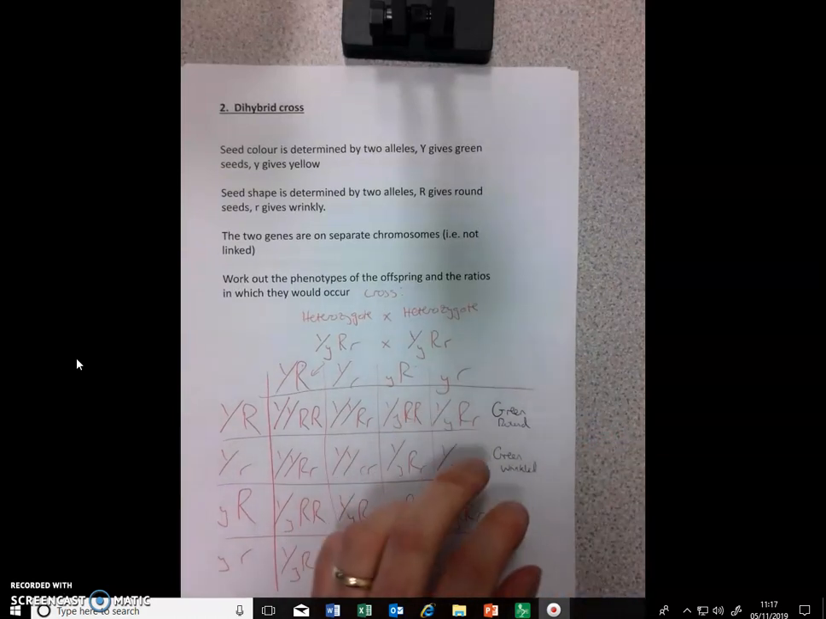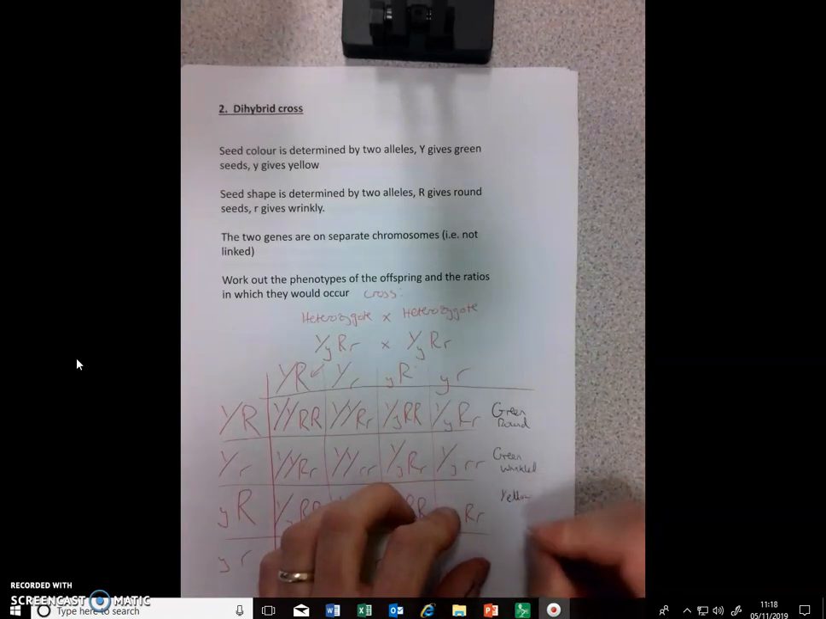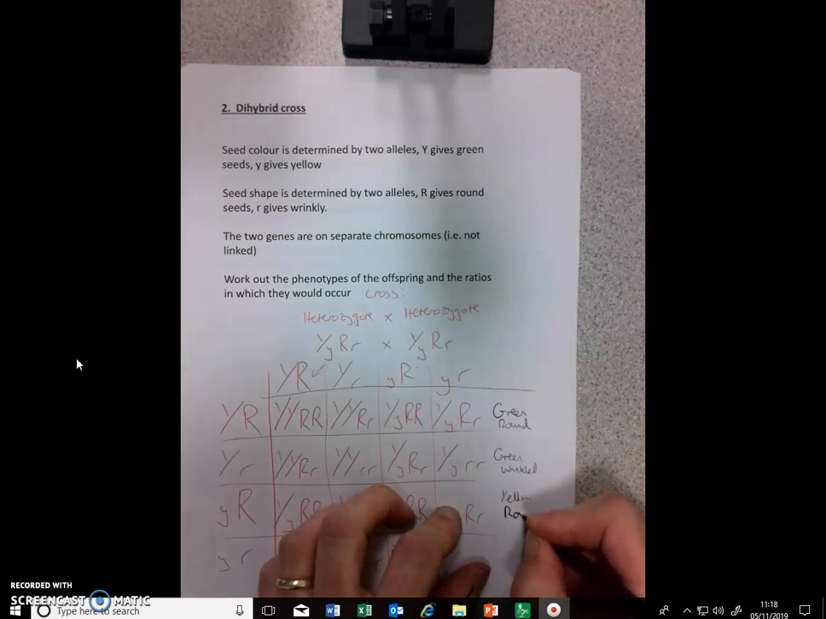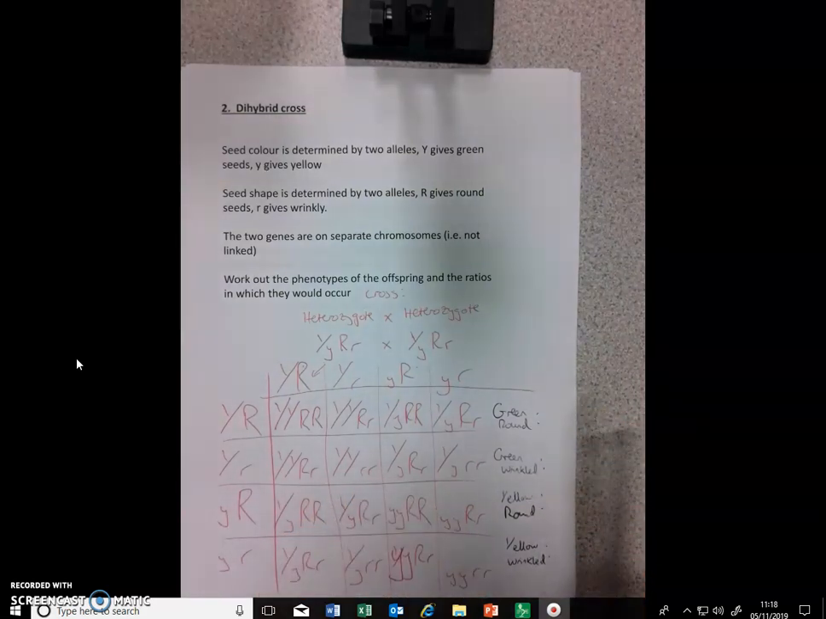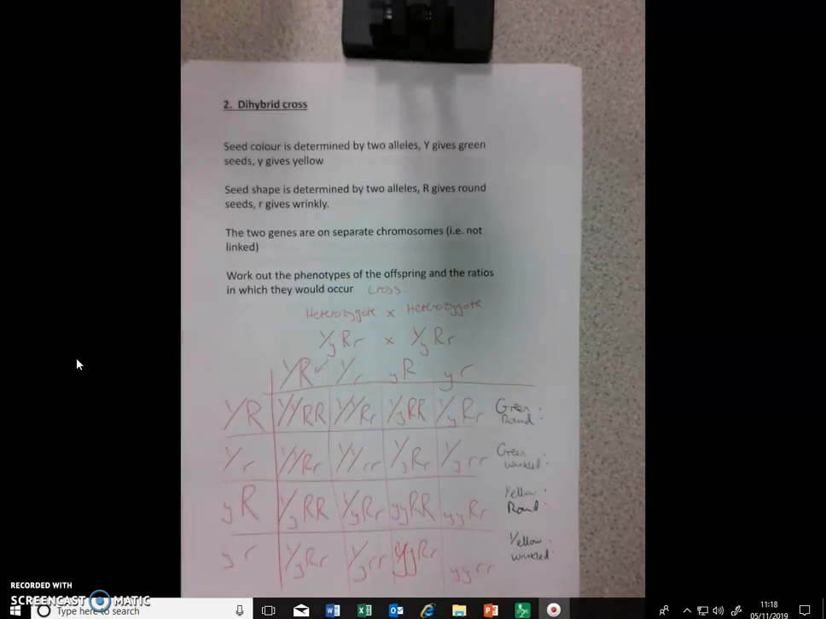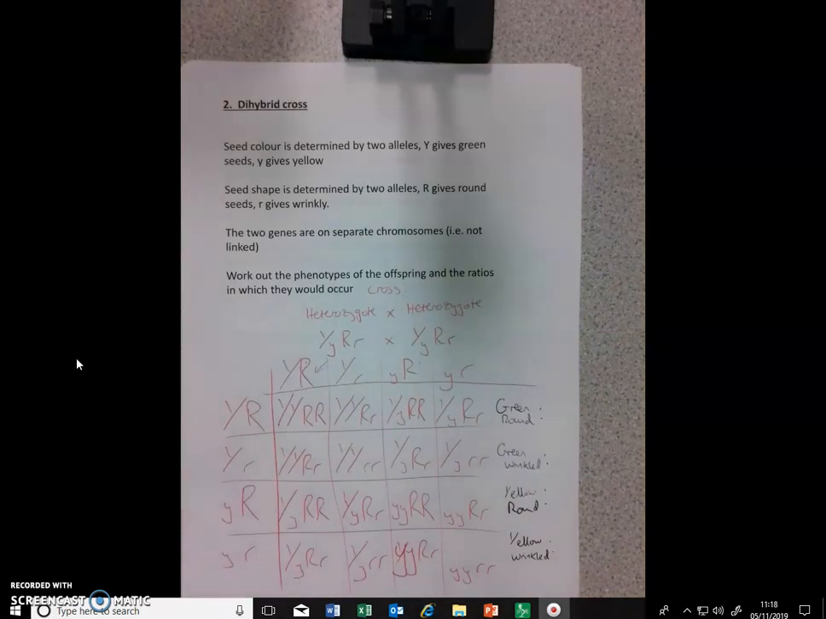We've got yellow and round. The pens are giving up on me. And we've got yellow and wrinkled. Now the question asks you for the phenotypes of the offspring, that's those, but they want the ratio as well in which they would occur. So in order to do this, sometimes it's worth getting a coloured pen or something that you can use to highlight maybe, so that as you go through you can sort of tick them off.